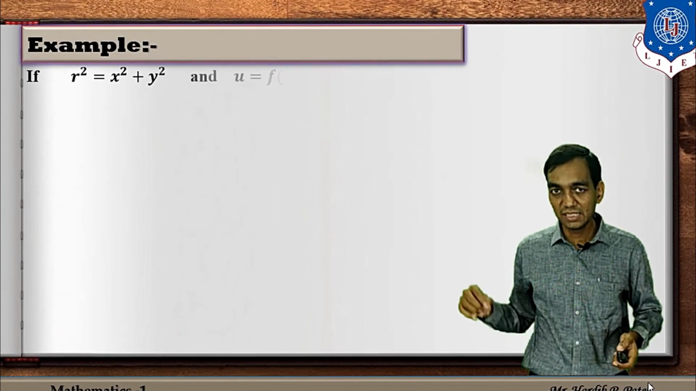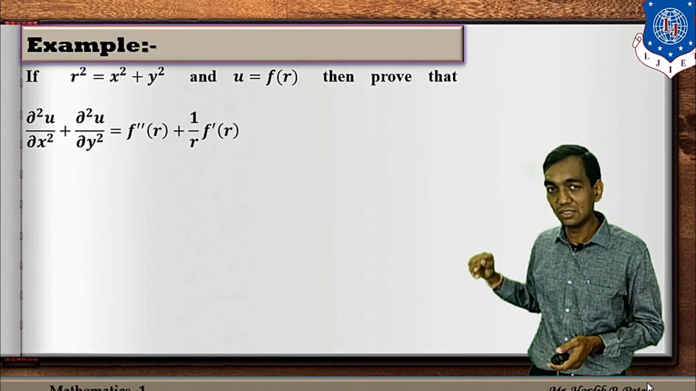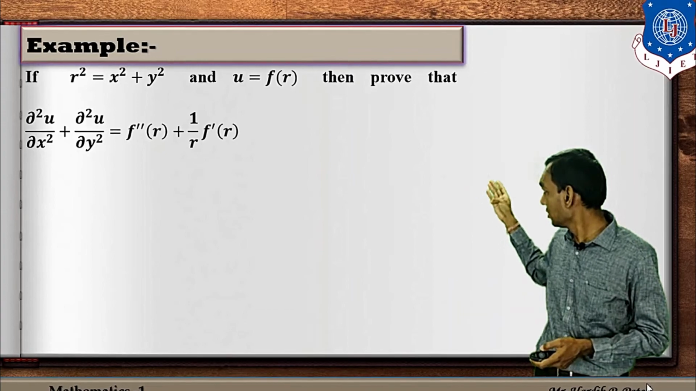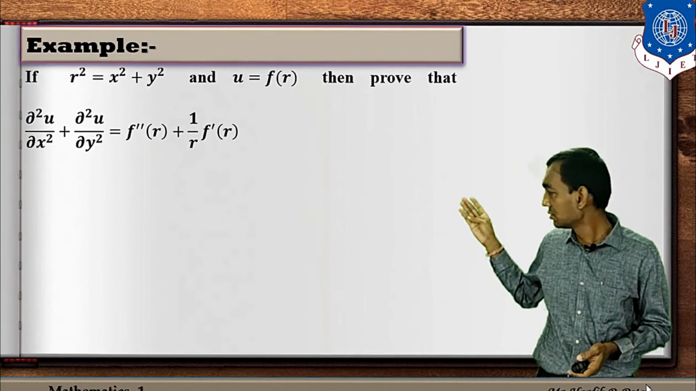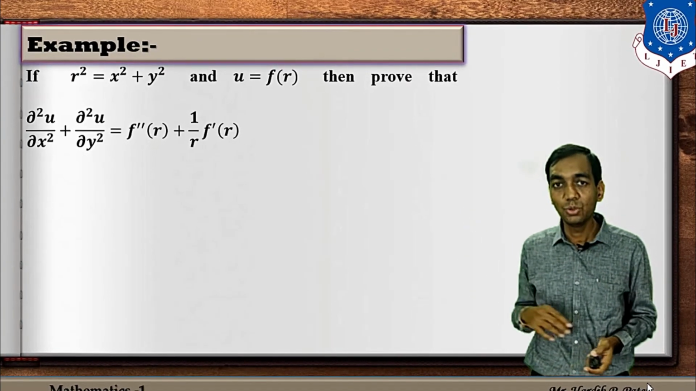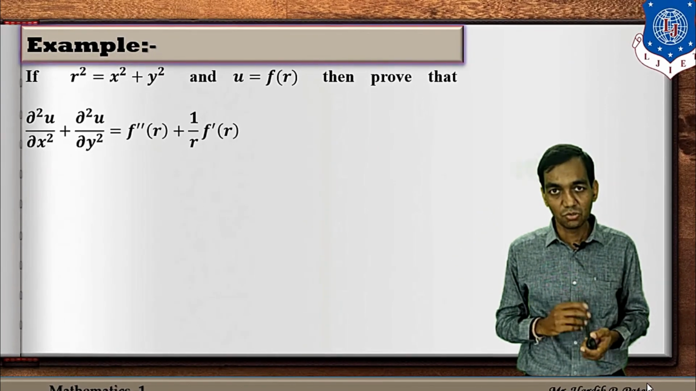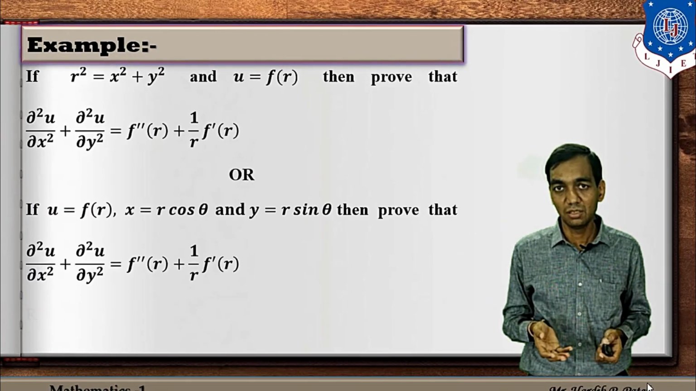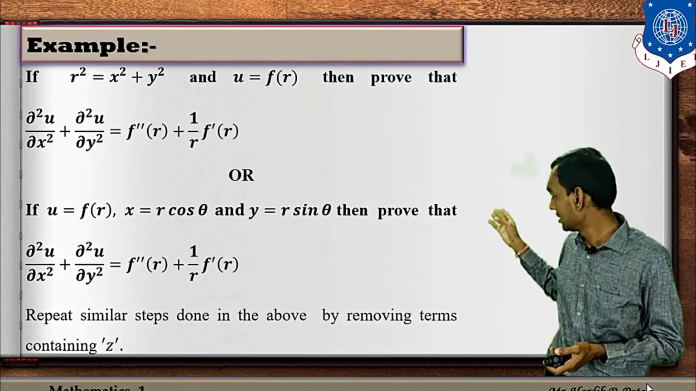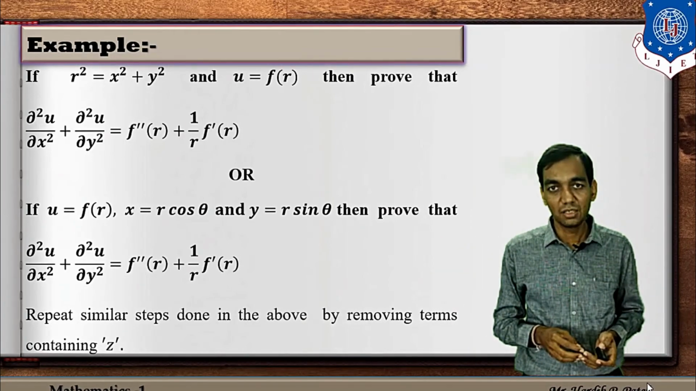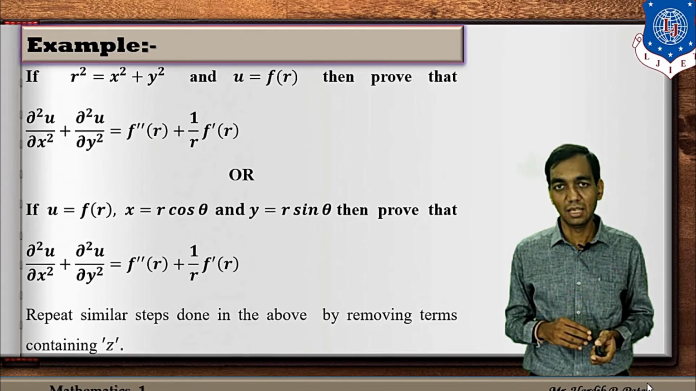In the same manner, if this example is asked for only two variables, if r square is equal to x square plus y square, and u is a function of r, then prove that del square u upon del x square plus del square u upon del y square is equal to f double dash of r plus 1 upon r f dash of r. You have to use the same method by repeating the above steps of the example. Only you have to eliminate the term of z. That will give you the answer of this example.